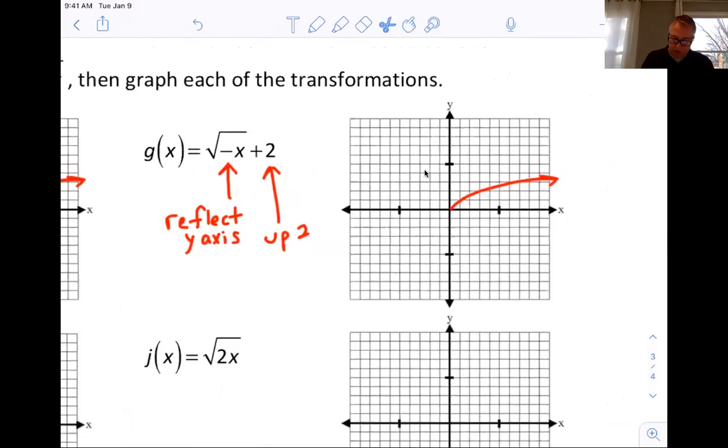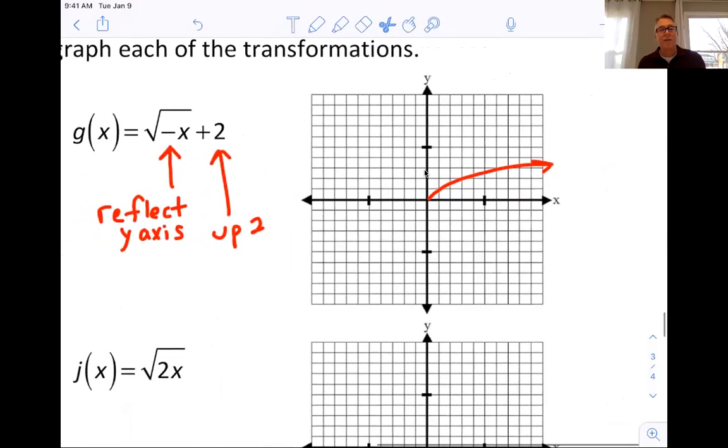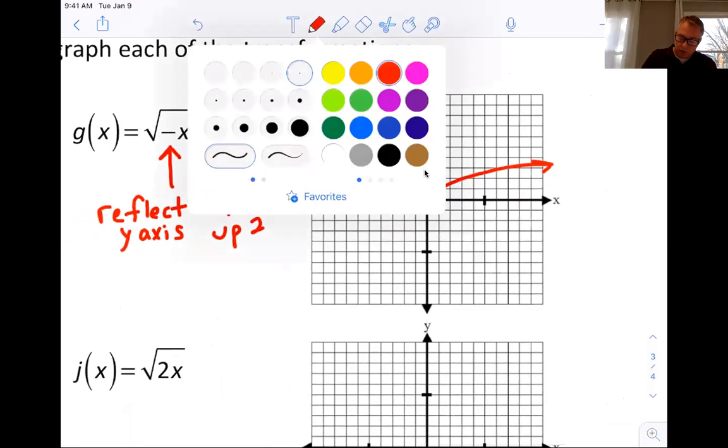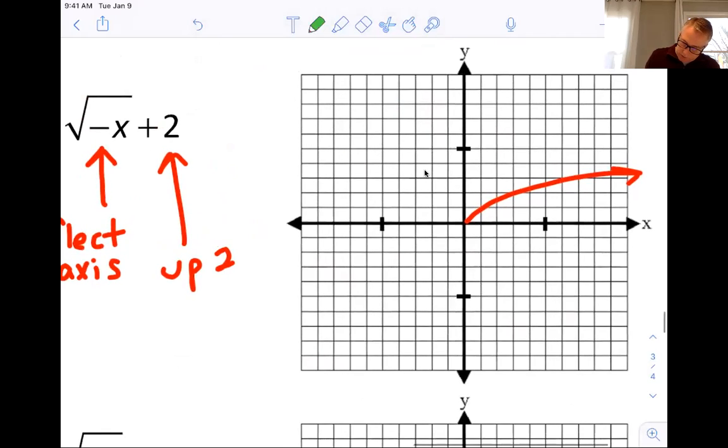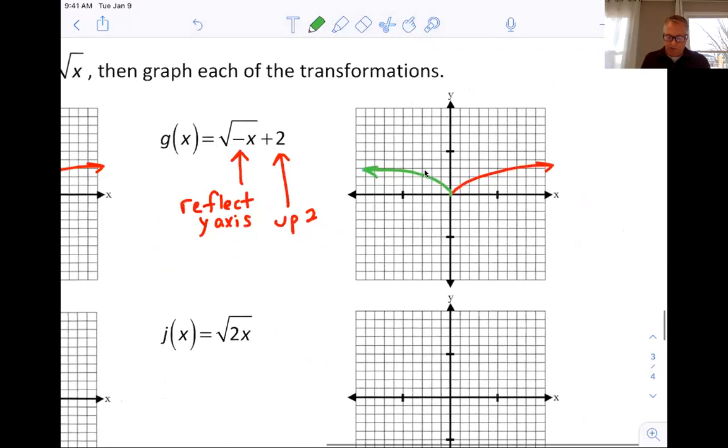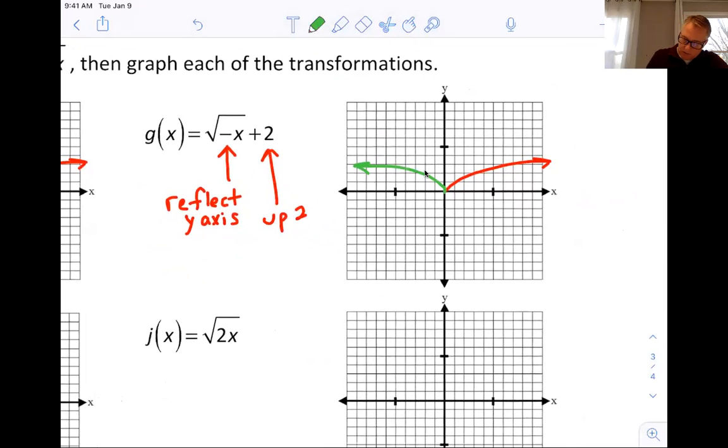And what I want to do now for that is reflect it over the y-axis like we were just doing. So if I take it and reflect it, this is my mirror now. So I'm reflecting it over the green mirror. It's going to look like that. There is my reflection over the y-axis.